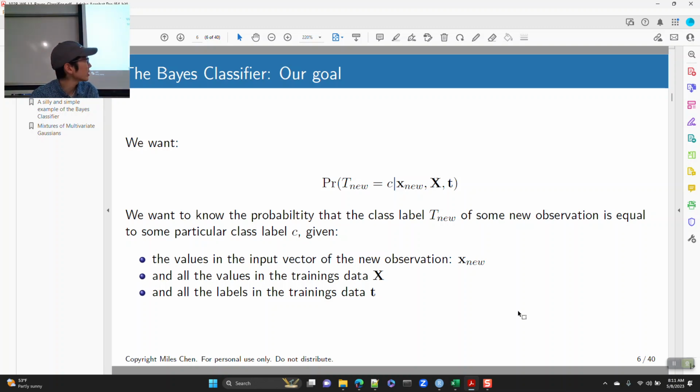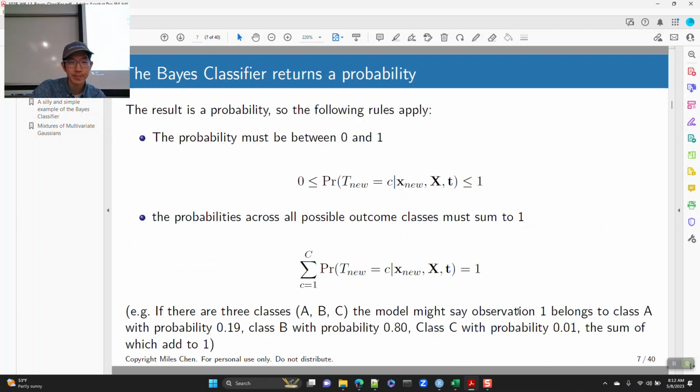So what we want is the probability that the label for our new observation is class C. And we're going to calculate that probability given the X values in our new observation, along with all of the training data, the training data X and the training data T, because we're using our training data to figure this thing out.